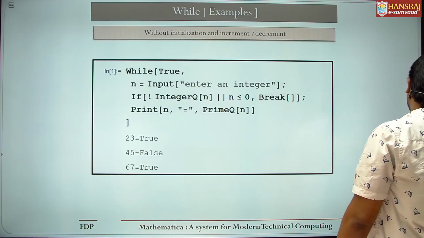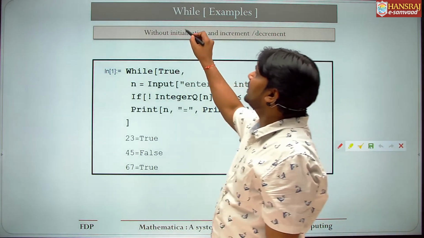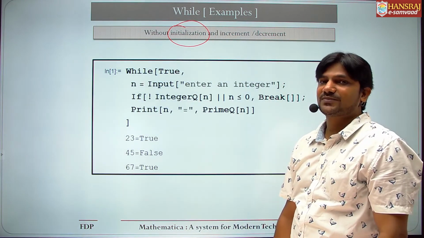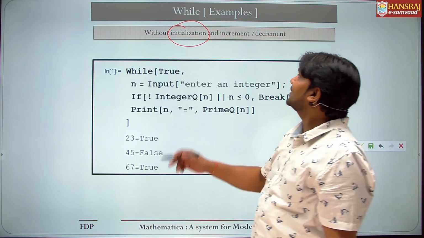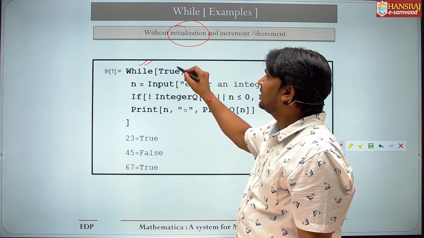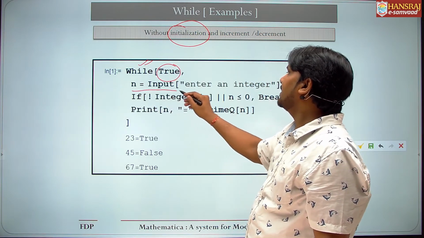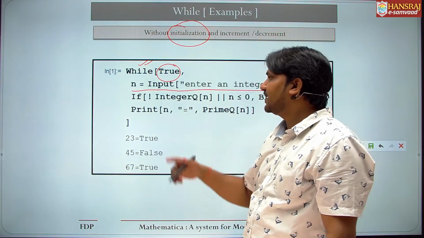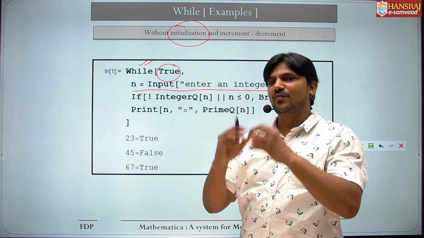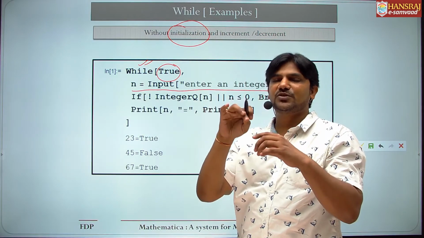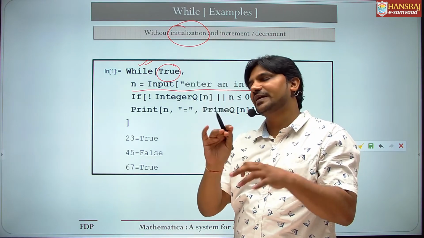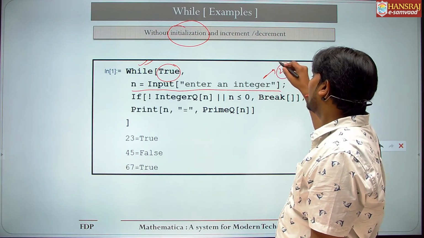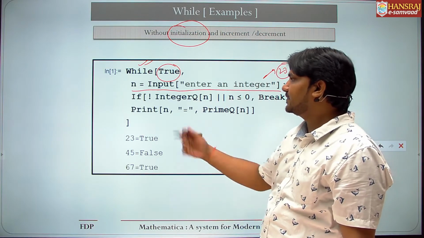come to another example, and here is an example without initialization. That means there is no initial value, the start is not there, right? So you can see in the example, while is directly started, while True. N takes input, enter an integer. Input means you want to pick some value from the user, so you can use the input function and it will pop up a window in which the user will type some number from the keyboard and then hit enter, and then it will take that value. For example, let's say I take 23, I put the value 23 and hit enter, then it will go to the if statement.